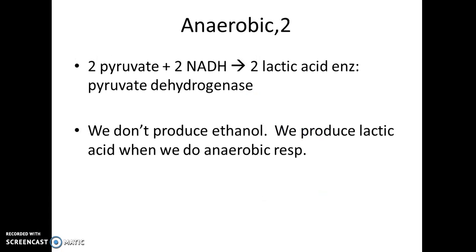The second form of fermentation is lactic acid fermentation, in which you don't produce ethanol. Instead, with 2 pyruvates, you have 2 electrons and a hydrogen ion from NADH added to the pyruvate to form lactic acid, and the enzyme is pyruvate dehydrogenase. Now, we don't go through alcoholic fermentation when we do anaerobic respiration. We go through lactic acid fermentation.